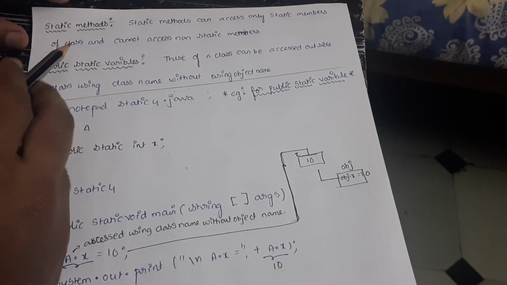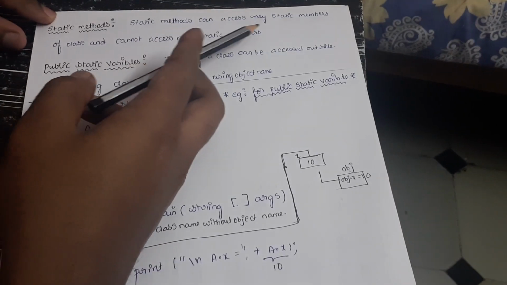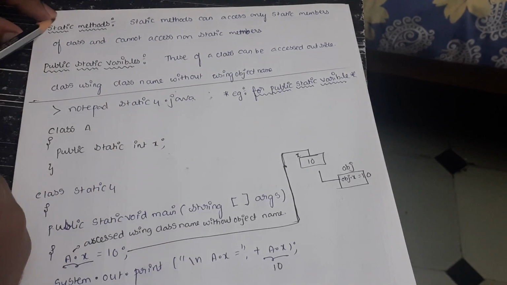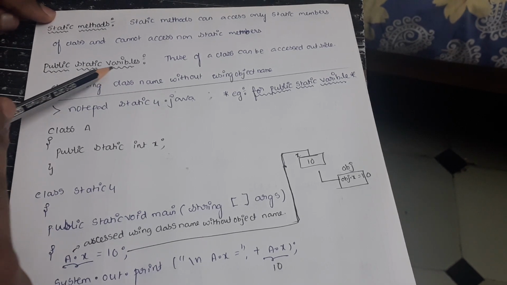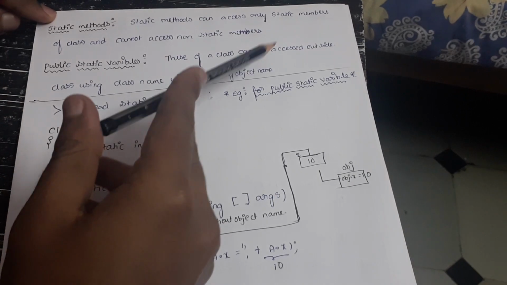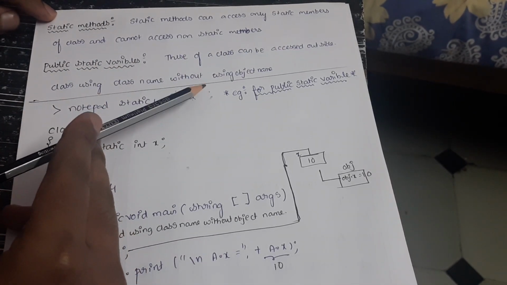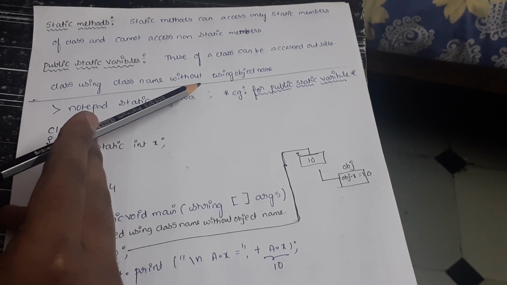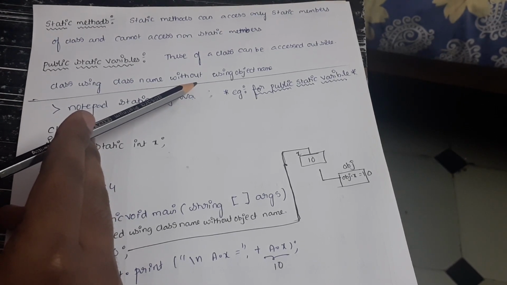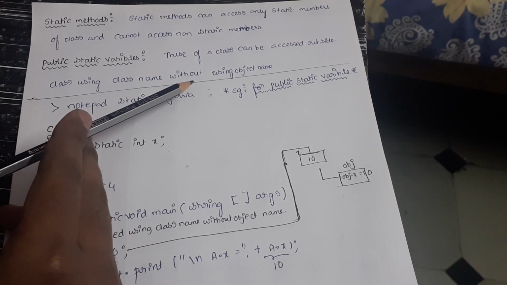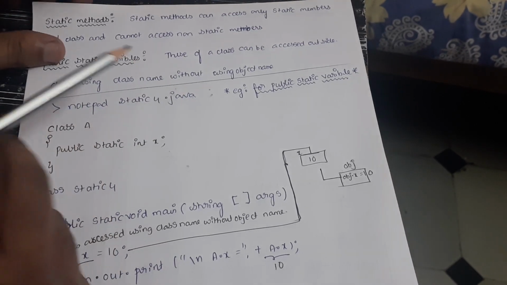Now, static methods. Static methods can access only the static members of the class and cannot access non-static members. This is an important point to be noted down. Public static variables of the classes can be accessed outside the class using the class name without using an object name. Generally we access variables using an object name, but for public static variables we can also access them just by using the class name. Now, how is that possible? Let us check with an example.